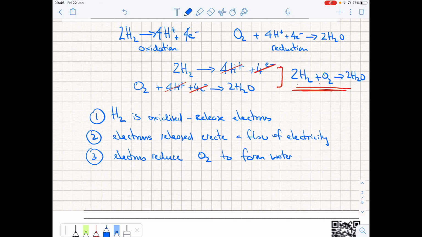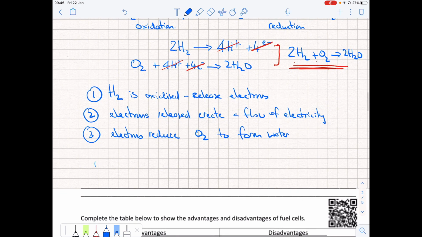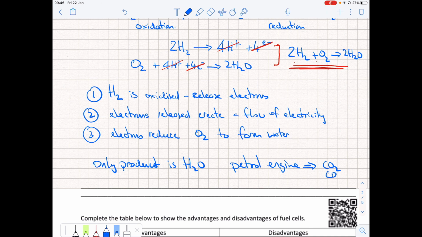It then says explain why fuel cells are considered better for the environment than petrol. If you think about what we've got here, the only product that is produced directly by the fuel cell is water. Petrol engines, if we had a car running, what's the concern there? They would also produce carbon dioxide, for example, as a concern, or carbon monoxide, a toxic gas. So that wouldn't be good.